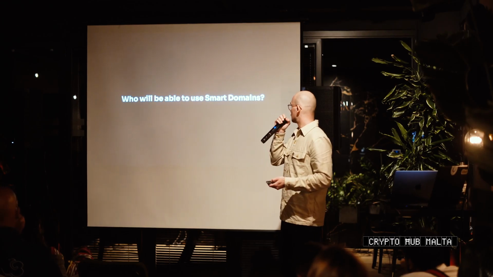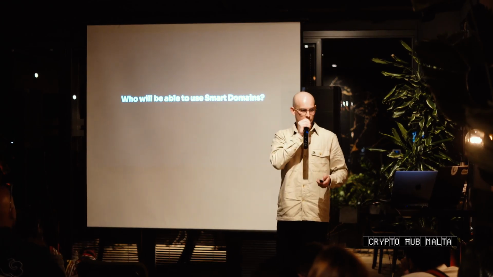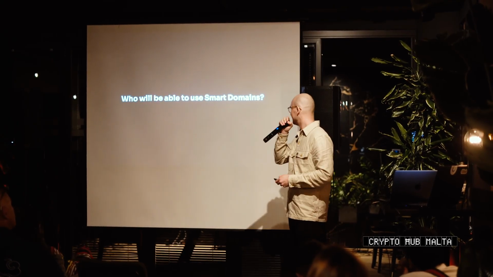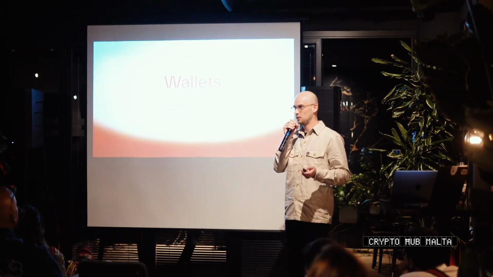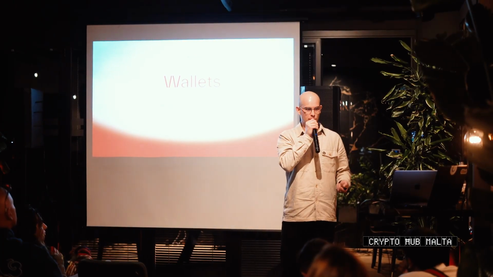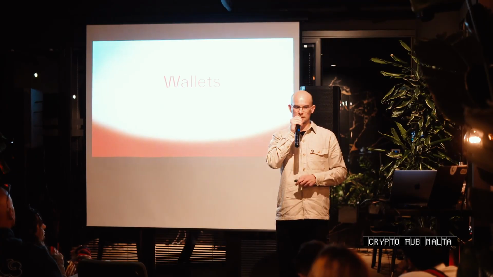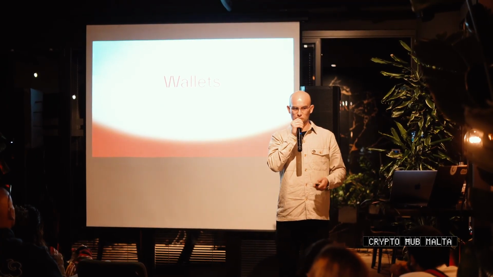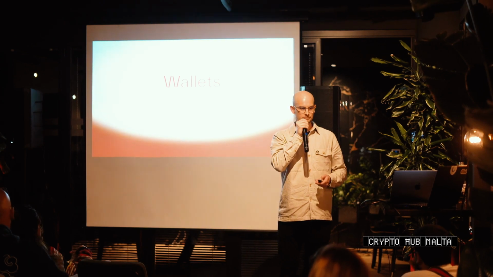And who will be able to use smart domains? So this is the last part. We will be finished soon, Ferris, no worries. Any wallet that is out there can integrate our protocol for on-chain usernames, and then they can replace error-prone public addresses. It also works with EOA addresses and smart wallets.